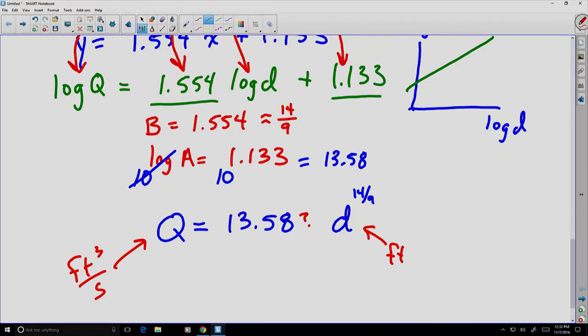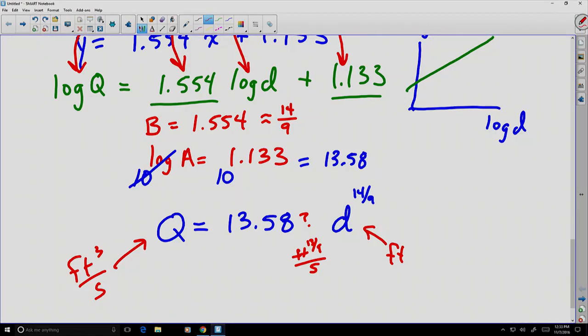Okay, they're going to be some sort of dependency per second. It looks like it's going to be feet to the 13 over 9, feet to the 13 over 9 per second. That would be what units were necessary to balance this, because 13 plus 14 is 27, 27 over 9 gives you feet cubed. Okay, but again, the units aren't necessarily important. What is important is that you remember this equation only works as long as we're measuring stage in feet and discharge in feet cubed per second.